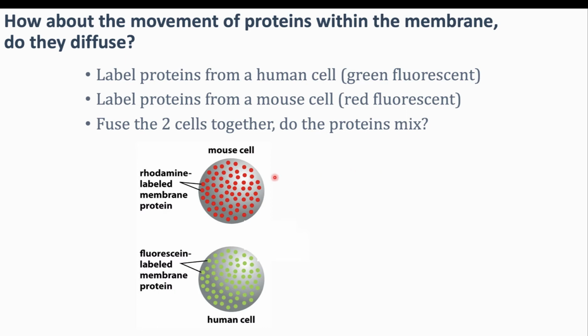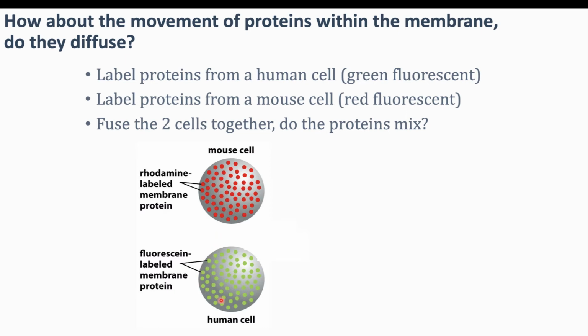In this experiment, you would have a mouse cell where they've labeled a protein with rhodamine, which is red. And this is a transmembrane protein, so a protein that passes across the cell membrane. And now each protein glows red under fluorescent light. We need the fluorescence because you cannot otherwise see the proteins.